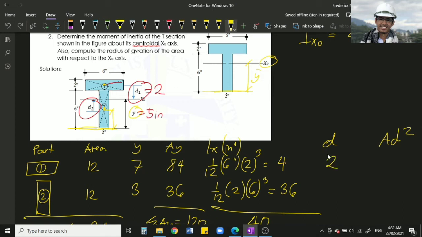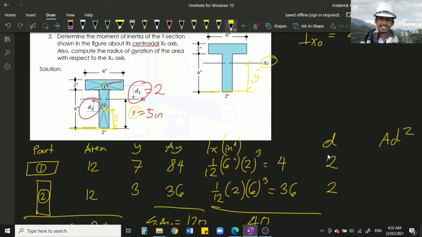And for the D2 naman, so that will be 5 inch. So, 5 inch minus yung ating 3, yung distance nito. So, this is 3. So, yung matitira na lang doon is 2 din. Okay? So, the same lang sila na 2.